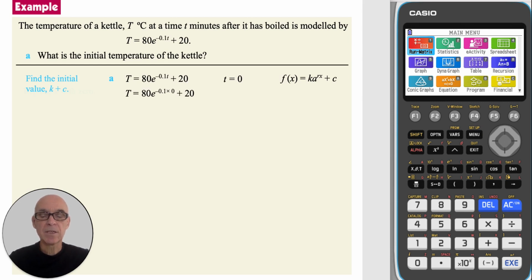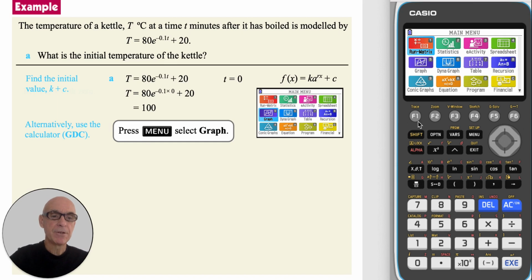We can do this by replacing time t with 0 in the function and simplifying the result, given the value shown. Alternatively, we can use the formula k plus c, where k is equal to 80 and c is equal to 20. So 80 plus 20 is still equal to 100. Or we can use the calculator.